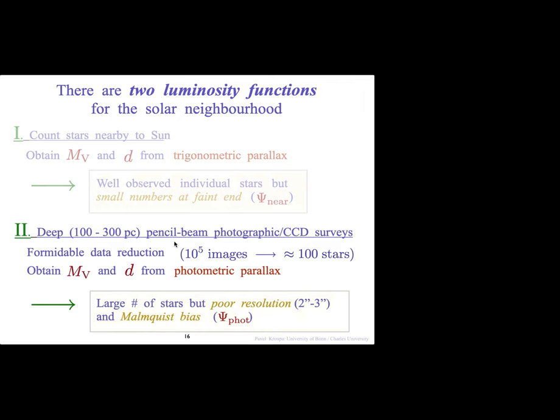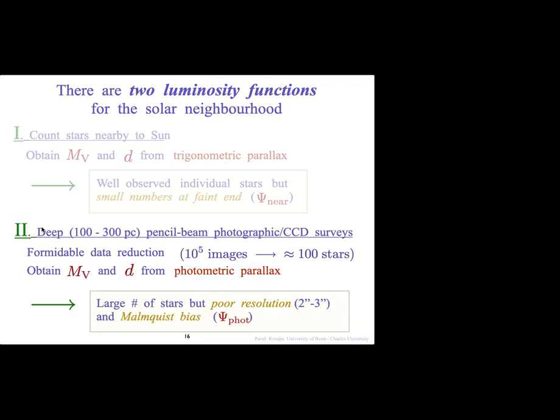So one looks at the sky with a telescope, takes images in different wave bands, V and I, and obtains the distances of the stars using photometric parallax, which means that we measure the color of the star. If the star is on the main sequence, we can calculate the absolute luminosity it must have. Comparing that with the measured magnitude or luminosity, we then get the distance of the star, and this is called the photometric parallax. And so this is the second way of obtaining such samples of stars.